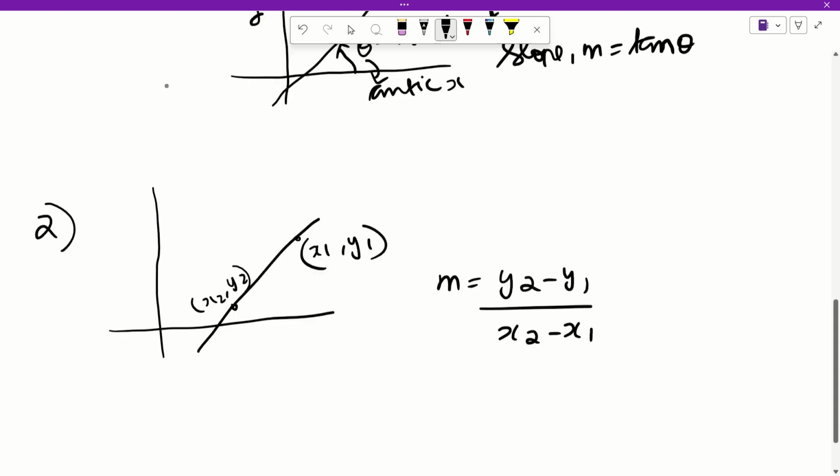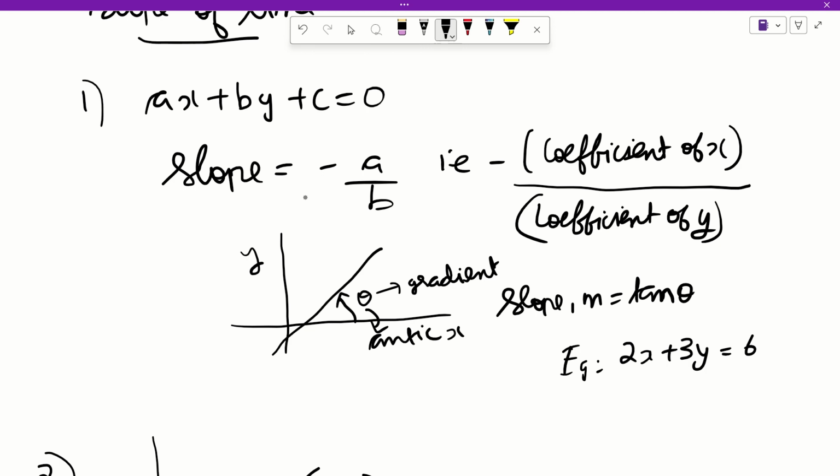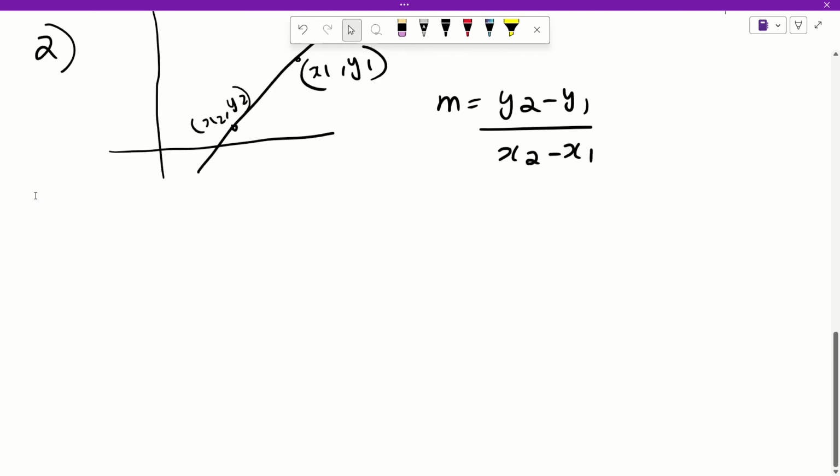Based on this, I'm going to show you an example. The example is 2x plus 3y equal to 6. We need to find the slope. Simple: slope m equal to minus 2 by 3. Okay, I wrote the second example. Now let us move on to the third one.